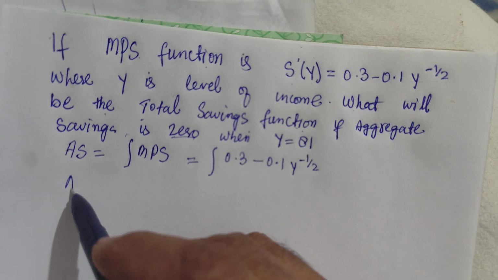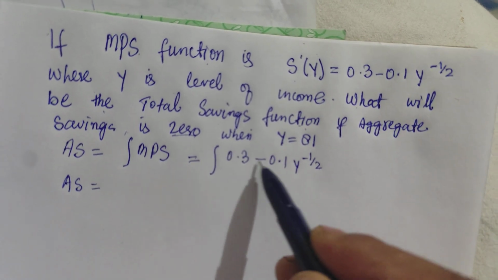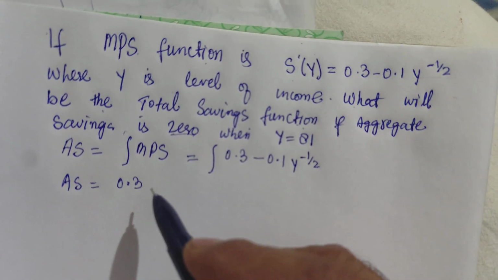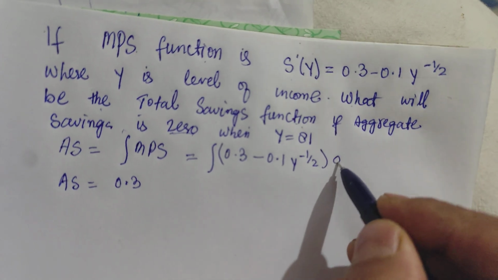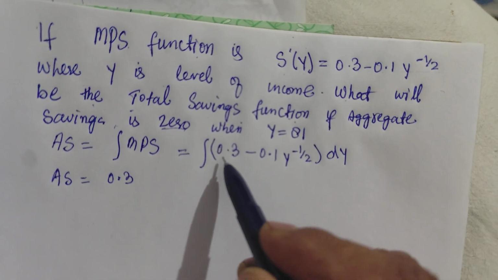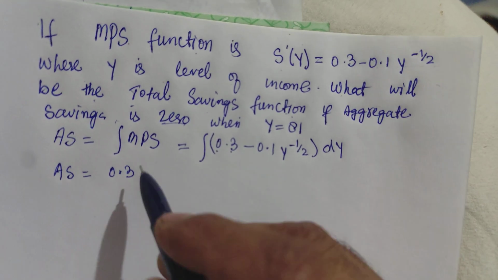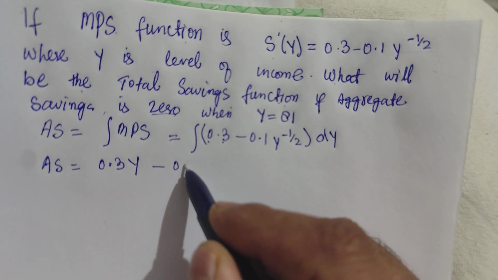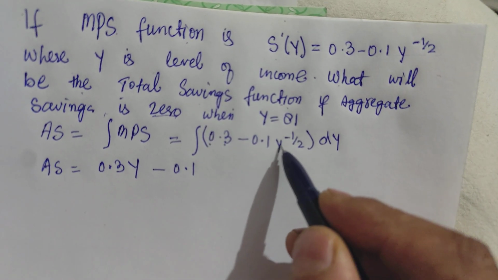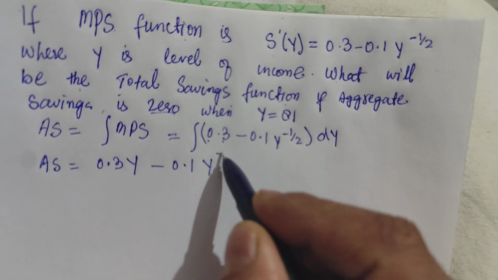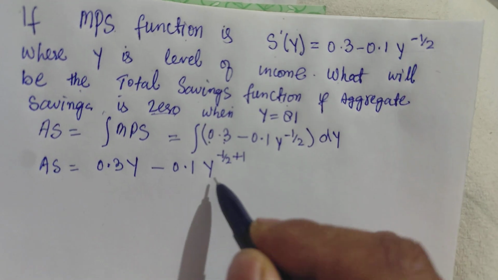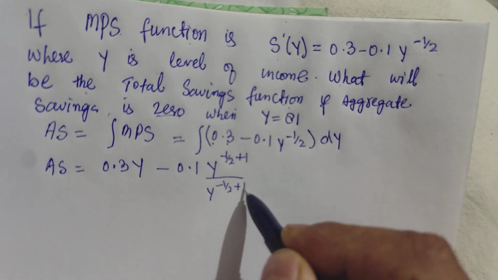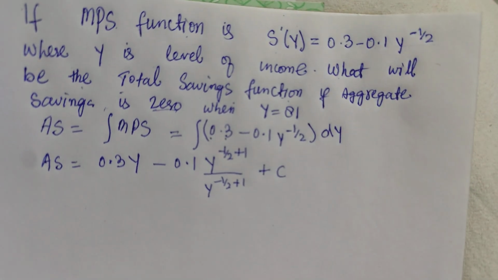So our aggregate savings will be equal to the integral of 0.3, and obviously we are taking the integral with respect to y here. So the integral of 0.3 will be equal to 0.3y minus, we have 0.1 here. The integral of y^(-1/2) is y^(-1/2 + 1) divided by (-1/2 + 1). Then we add the constant of integration, as you know.